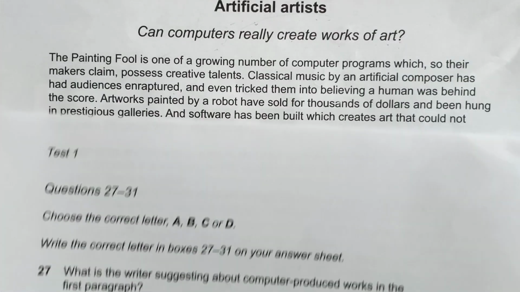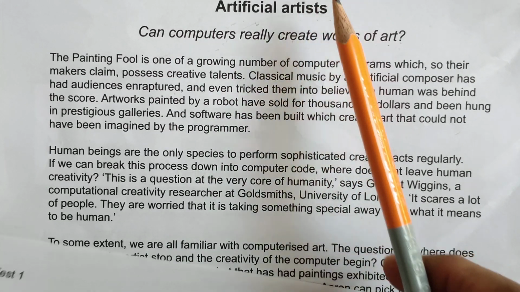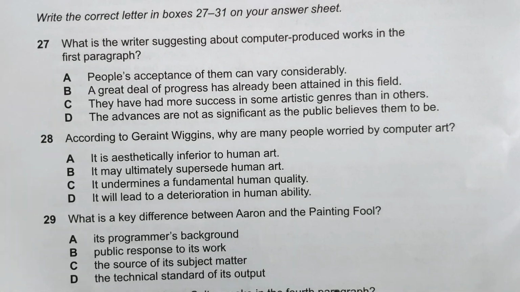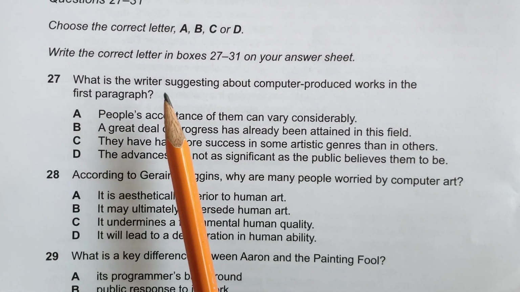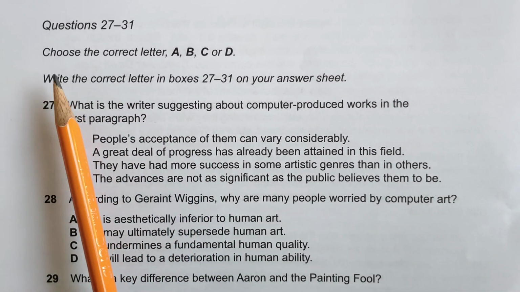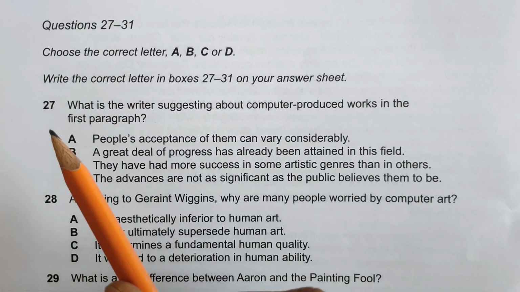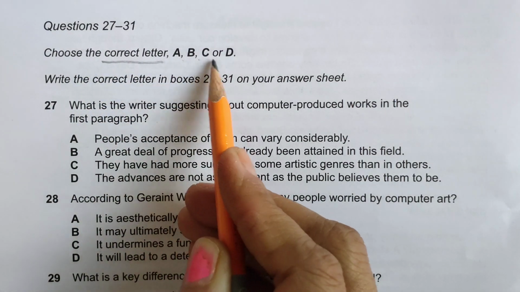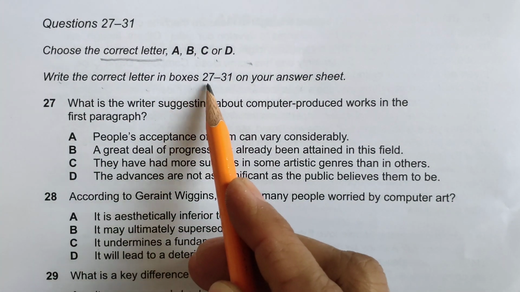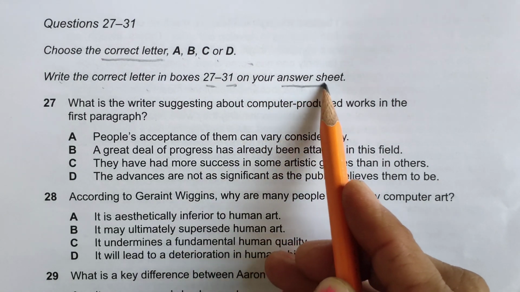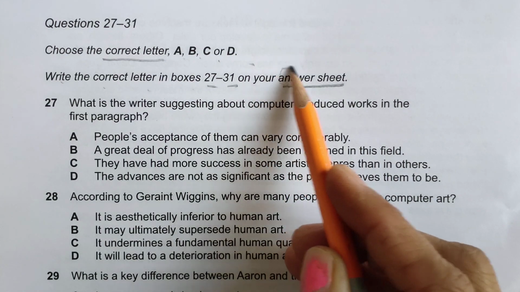As soon as we get the reading passage, you should always look at the title as well as the instructions and just go to the question section to look at the type of questions we are going to handle in this passage. First is question 27 to 31. Choose the correct letter A, B, C or D. Write the correct letter in boxes 27 to 31 on your answer sheet. Okay, the examiner is saying you should write your answer in the answer sheet only.